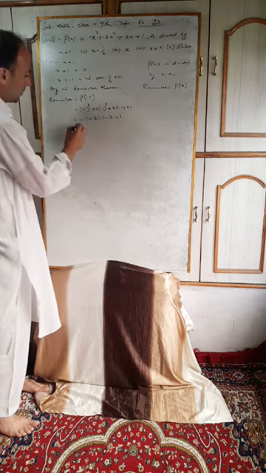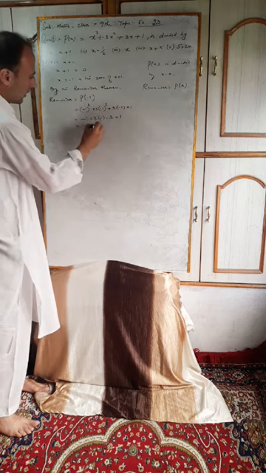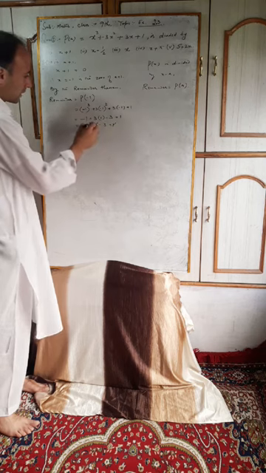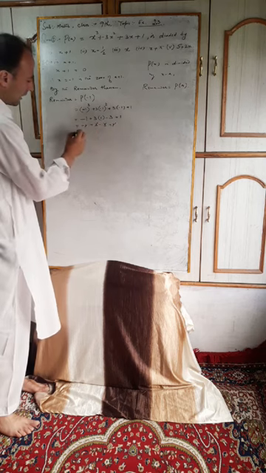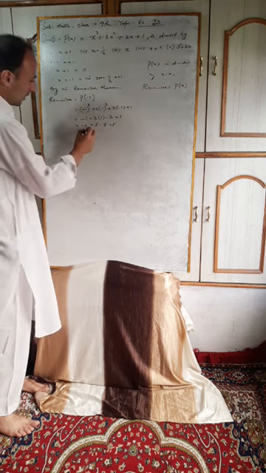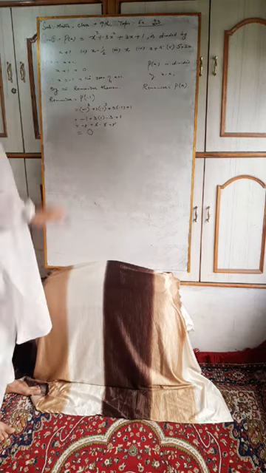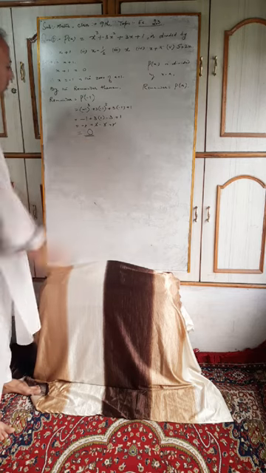It will turn out to be equal to −1 + 3 − 3 + 1. Here −1 and +1 will cancel, +3 and −3 will cancel, and we will get it as equal to 0. So the remainder of this polynomial when divided by x + 1 is equal to 0.